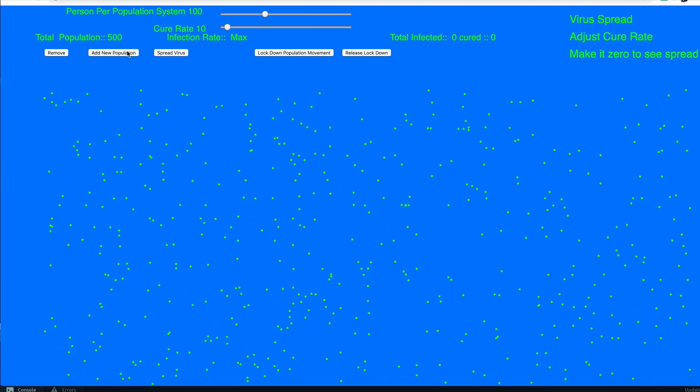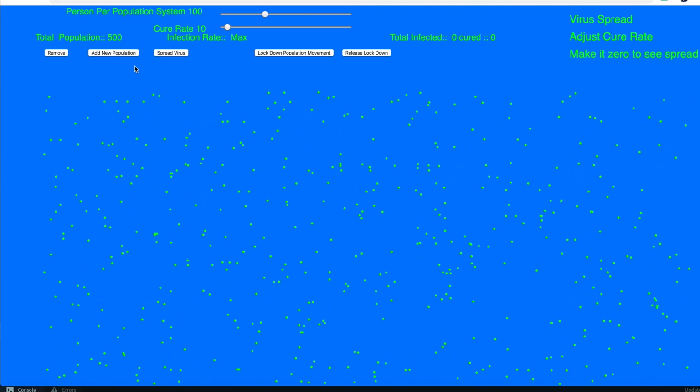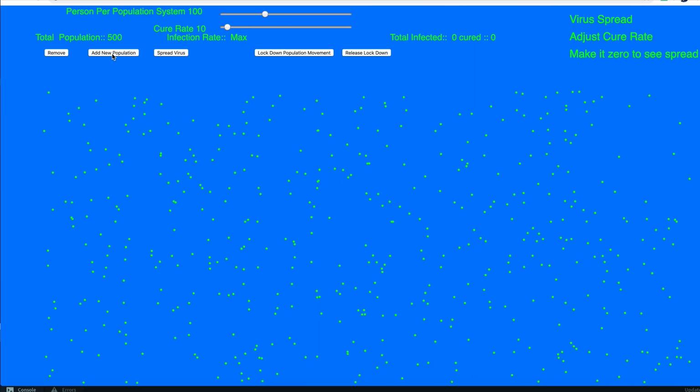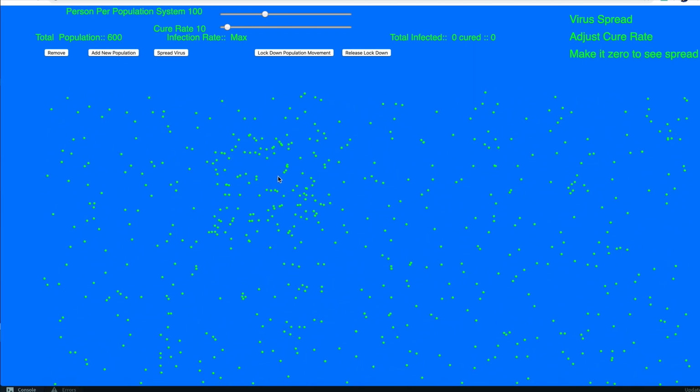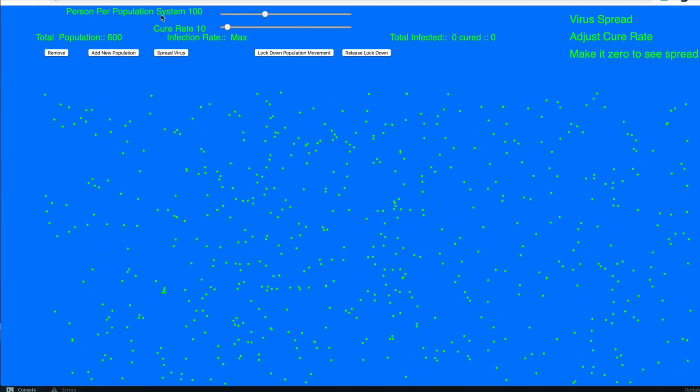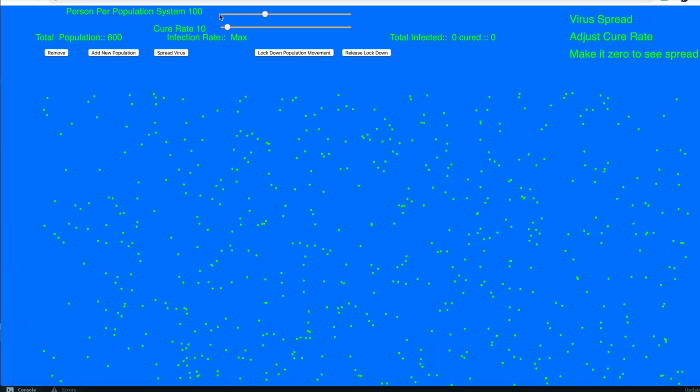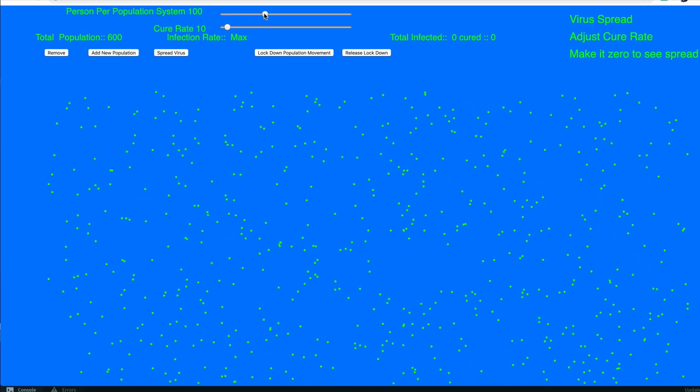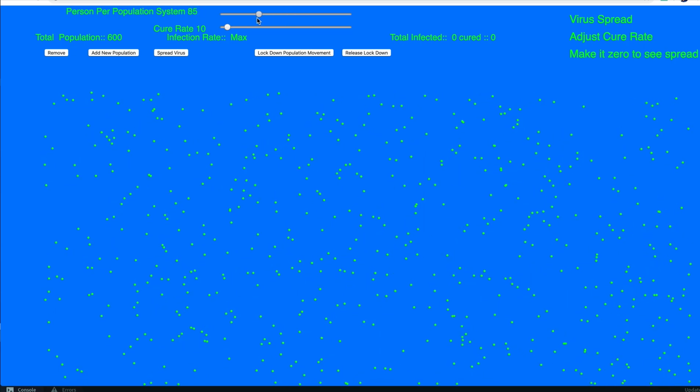Now you can add more people by clicking add new population. When you click add new population, 100 people will be added, and that 100 you can control from the persons per population slider. You can make it more or less.